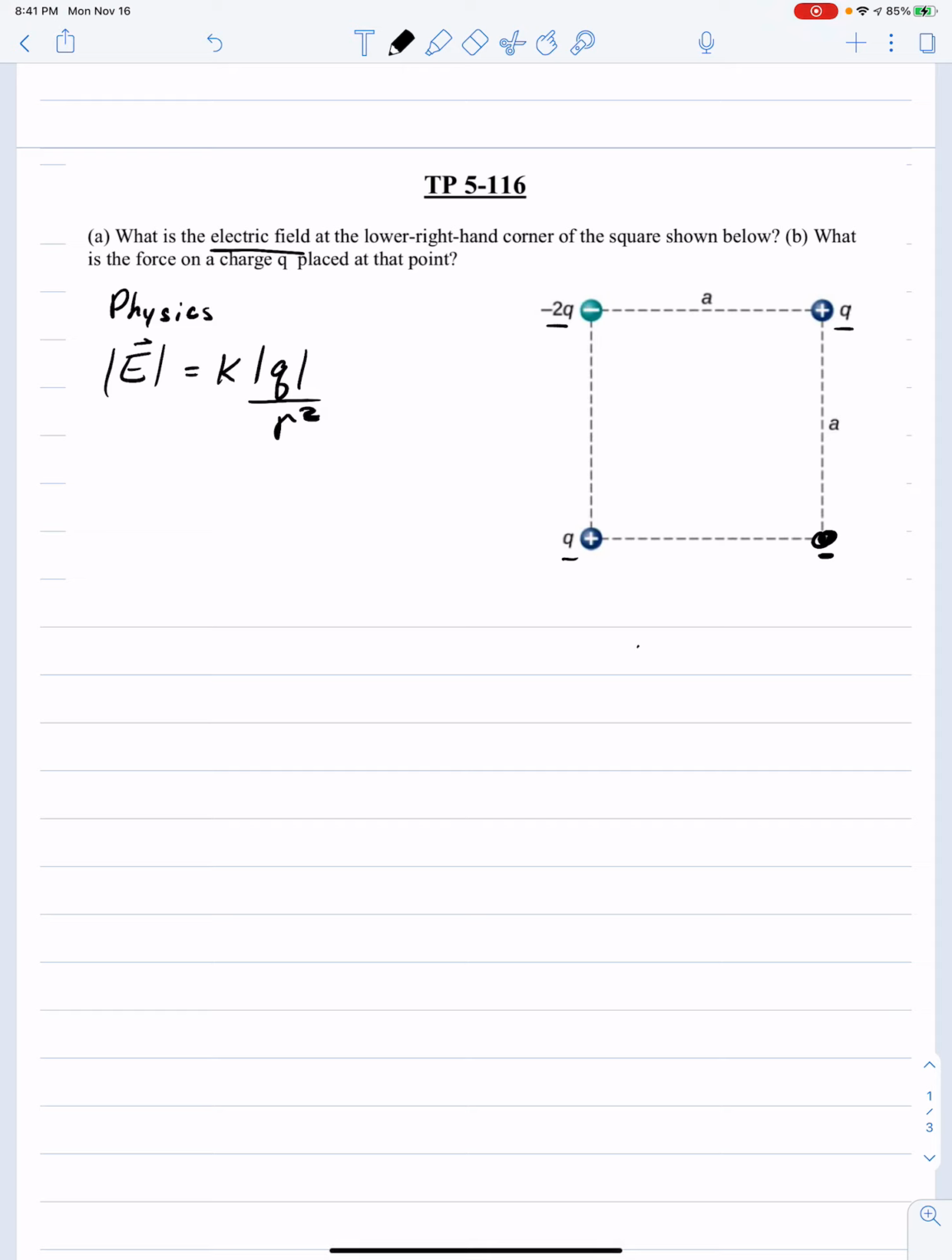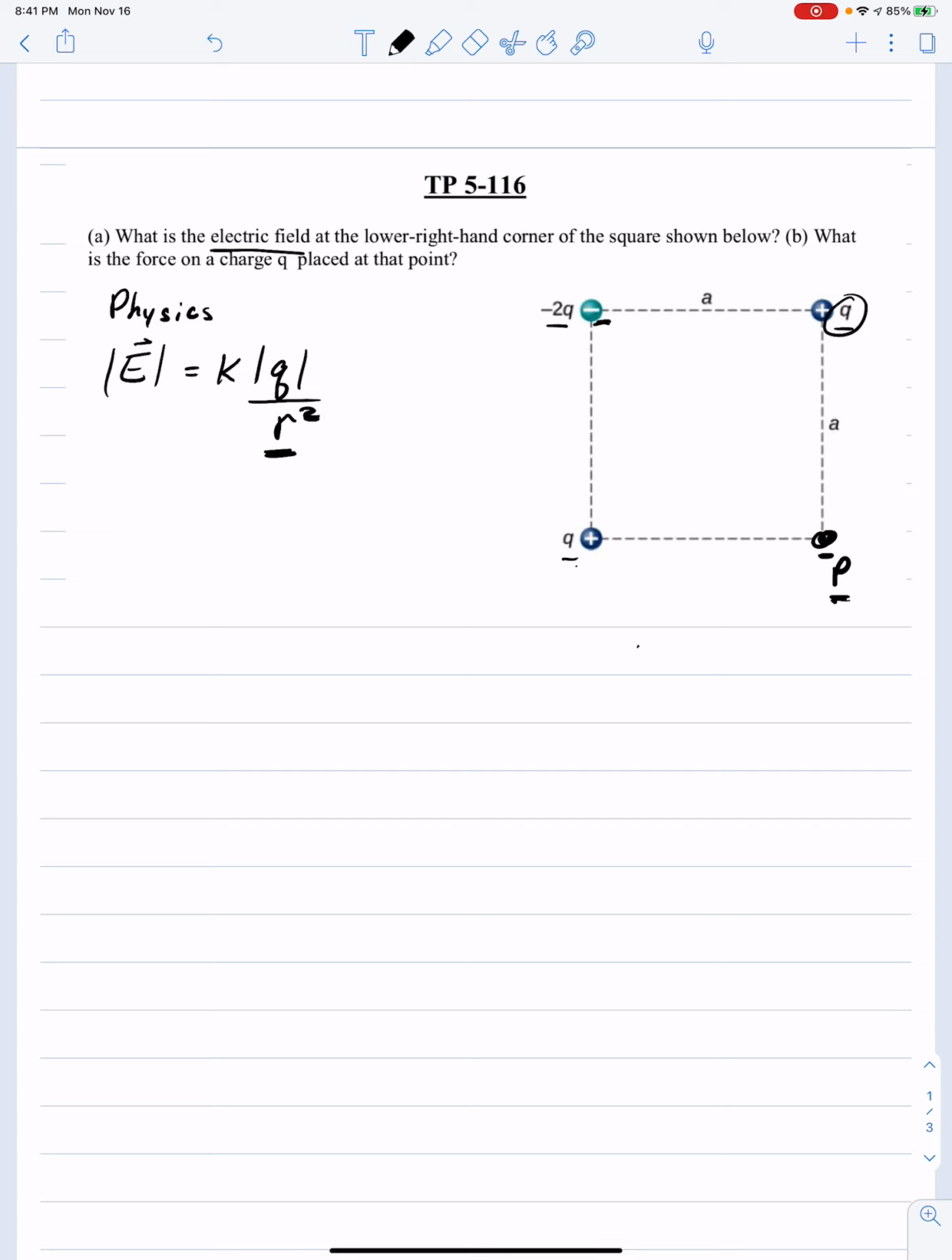And r squared is the distance from the charge to the right-hand corner that we have to analyze. So we have to analyze from negative 2Q to P, let's just call the point P, from Q to P, and from another Q right here to P. Those distances are going in r squared.